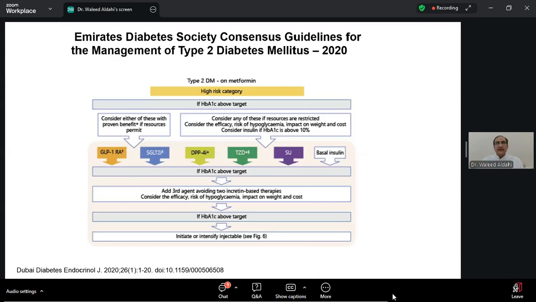So this is again the United Arab Emirates guidelines. Again, they put all the classes to be used. As you can see here, on the left you can see GLP-1 and SGLT2 if there is certain benefit, that's cardiovascular disease and renal disease. But on the right, this is considering efficacy, hypoglycemia, impact on weight. You can use the other medications.